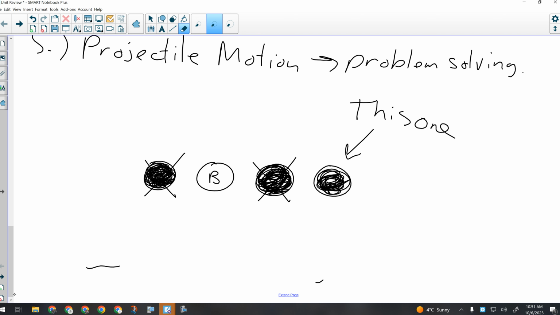And as I said already, those multiple choice questions will test things like scalars and vectors, simple v equals d over t, final position minus initial position, that kind of stuff. A couple of graphing questions, especially reading and interpreting a graph, not so much calculating from the graph.